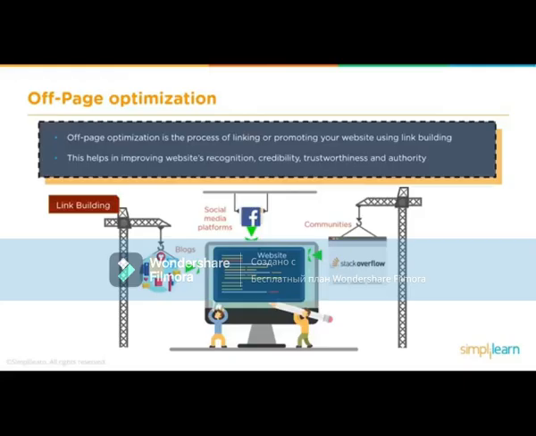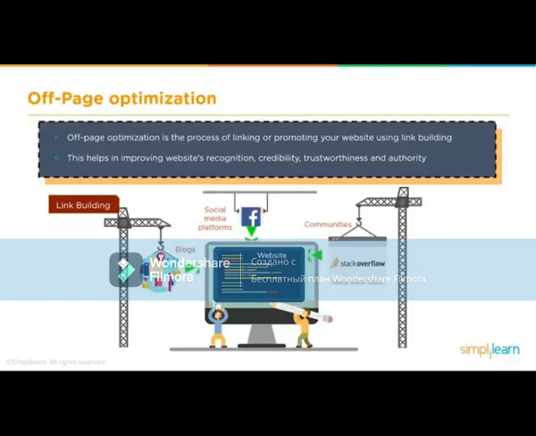And so off-page SEO is simply the process of linking or promoting your website using link building. And so if you remember, I talked about this earlier on. There's two types of links, internal and external linking. And so for on-page SEO, we used internal linking. For off-page SEO, we're going to talk about external linking. And external linking allows us to improve our website's recognition or relevancy or credibility.